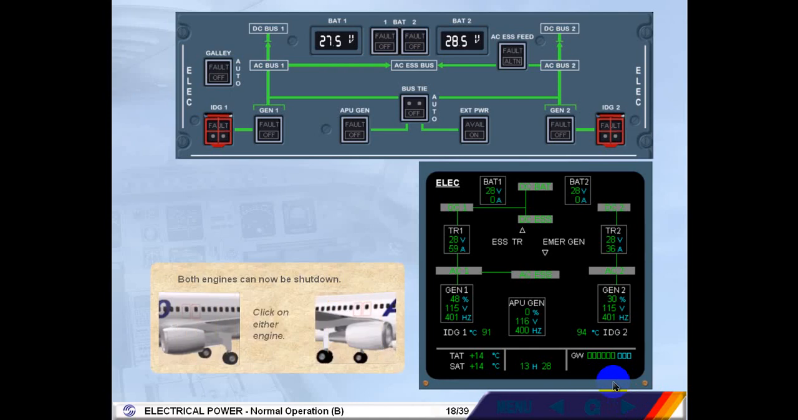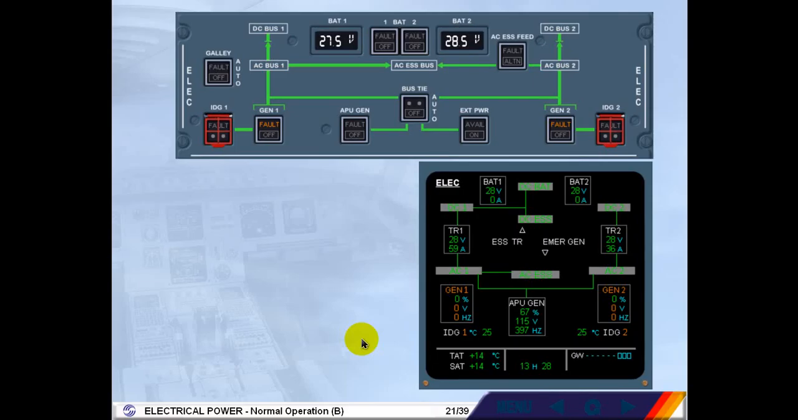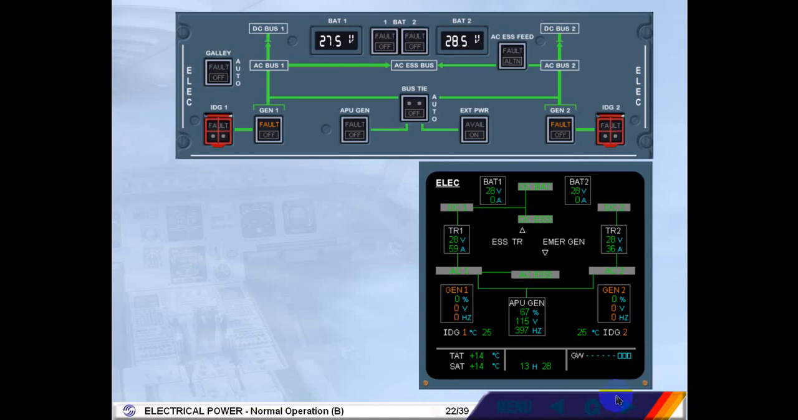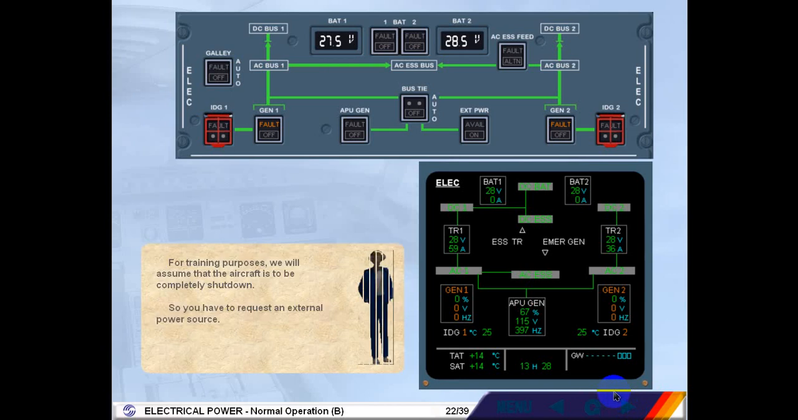Click on either engine. Both engines are stopped. The APU generator is back online and has automatically taken over, supplying the entire electrical system. For training purposes, we will assume that the aircraft is to be completely shut down. So you have to request an external power source.